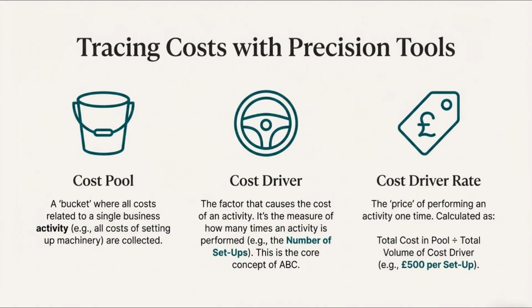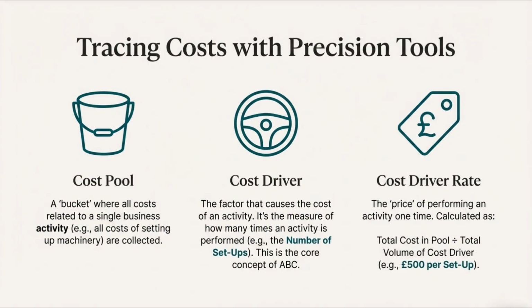Third, the cost driver rate. This is the price of performing an activity one time. You calculate it by dividing the total cost in the pool by the total volume of the cost driver. For example, if your setup cost pool is £60,000 and you perform 120 setups per year, your cost driver rate is £500 per setup. Remember, cost pool is the what, the total costs. Cost driver is the why, what causes the cost. Cost driver rate is the how much, the cost per occurrence.